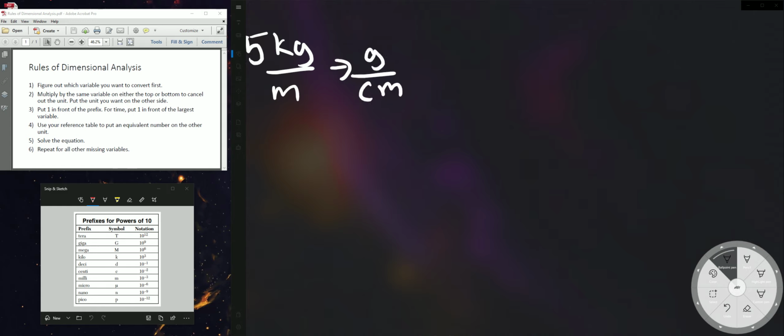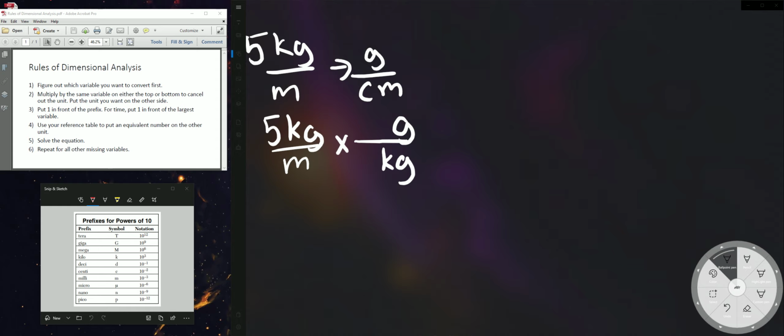So you look to the left. I want you to figure out which variable you want to convert first. For us, it's going to be kg. Now, on the left-hand side it says multiply by the same variable on either the top or bottom to cancel out the unit. Well, kg is on the top, so I'm going to multiply by kg on the bottom. And it says put the unit you want on the other side. I want g on the top, so I'm going to put g over here.